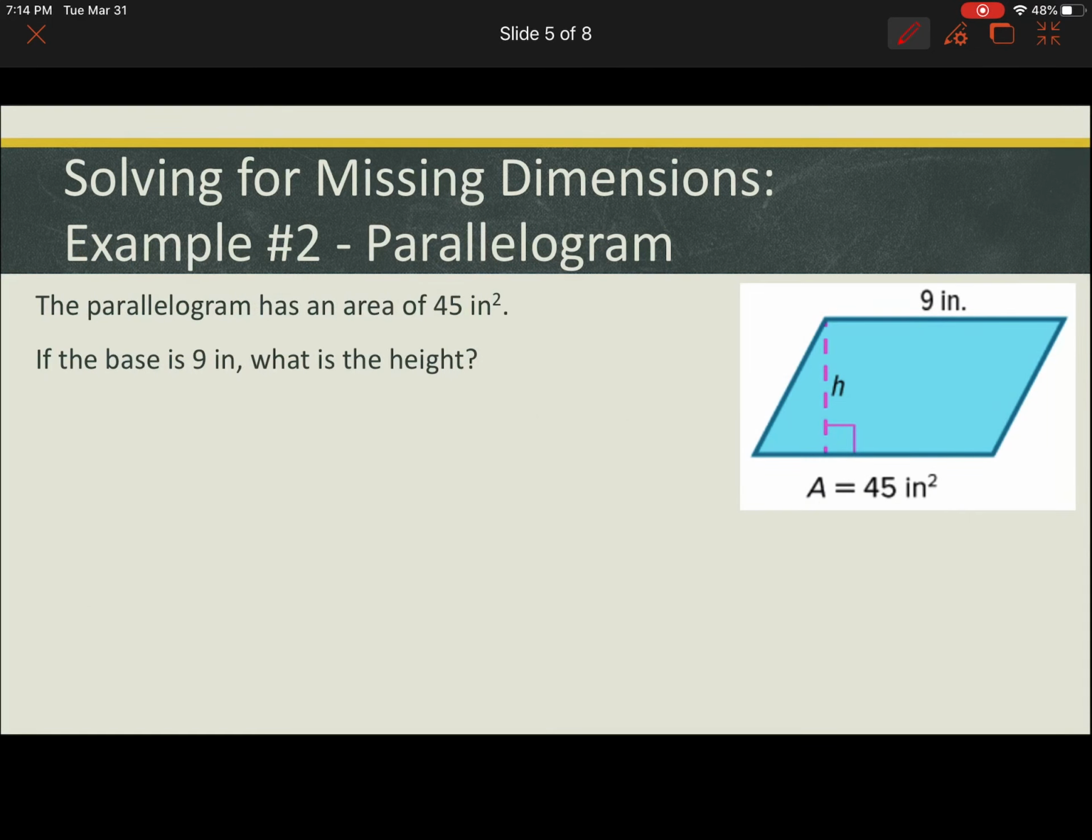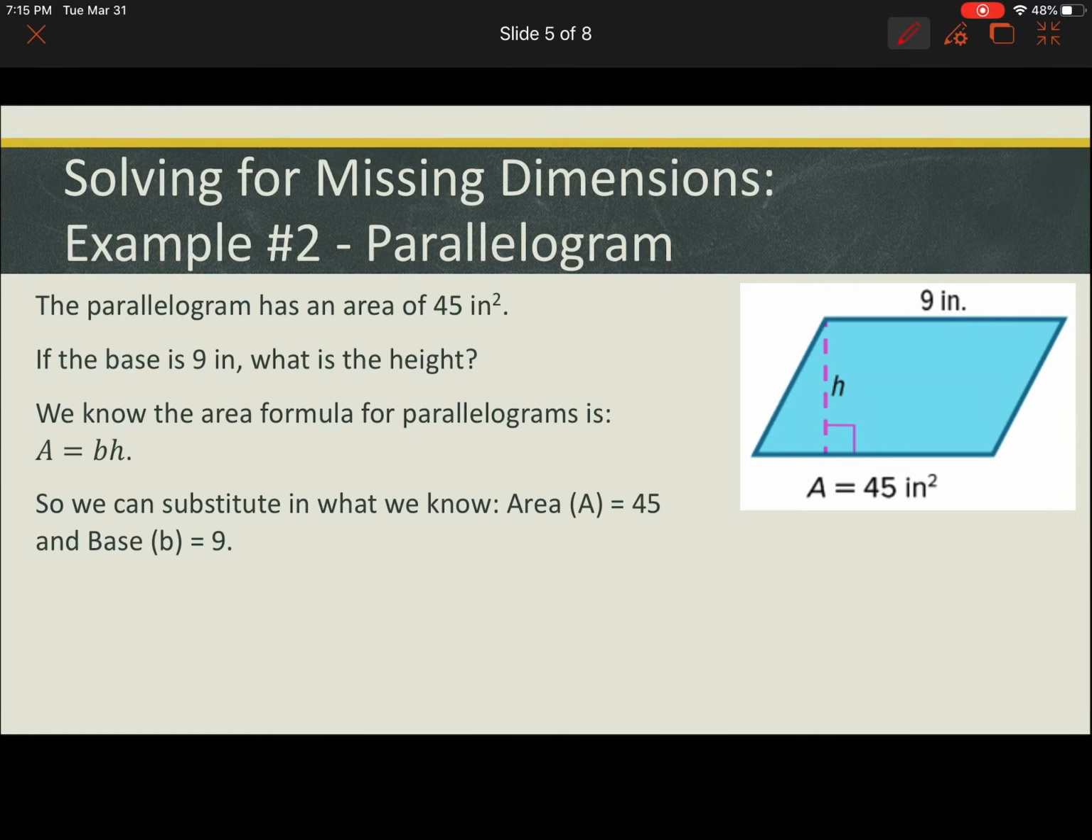Our next example is a parallelogram. So we see the parallelogram has an area of 45 inches squared. If the base is 9 inches, what is the height? Again, we know the area formula for parallelograms, and that's the area equals the base times the height. We substitute in what we know. We have the area is 45. The base is 9. Setting up the equation, we have 45 equals 9h.